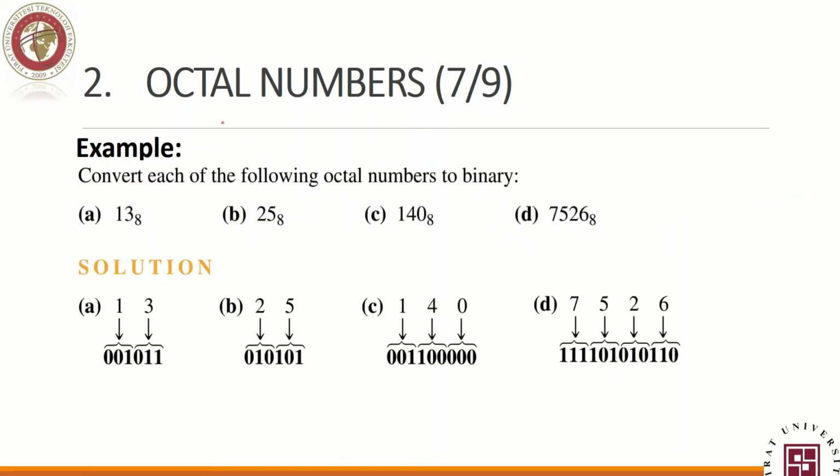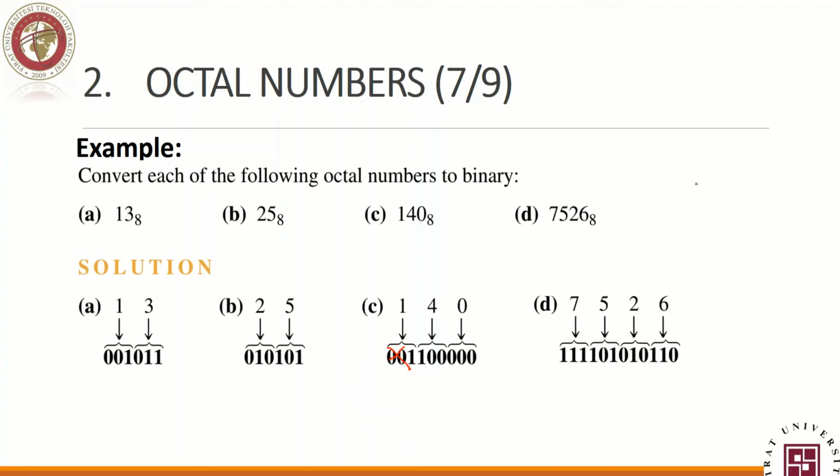Let's take an example. 0 is converted to 000. 4 is converted to 100. 3, we said, is 011. And 1 is converted to 001. If you cancel those leading zeros, also fine, no problem, because on this side we usually don't consider zeros. But if you keep them, that's also fine.